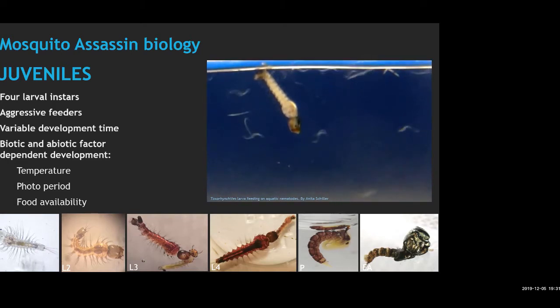And just an FYI, that video was real time. It was not sped up. So that's how fast a Tox larva, this is an L2, will actually consume a mosquito prey, or in this case, a small nematode, and be reset and ready to eat more immediately thereafter.